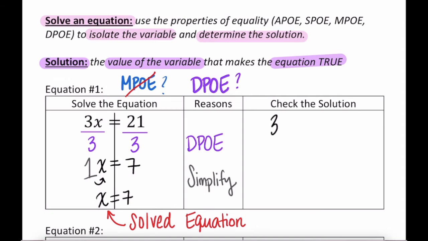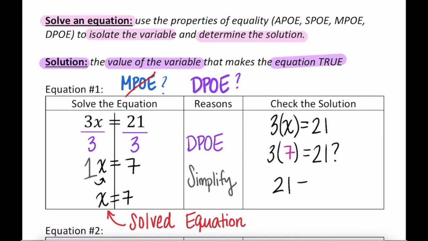Starting with my original equation, 3x equals 21, which remember means 3 times x equals 21, I'm going to substitute in 7 and see if this equation is true. Does 3 times 7 equal 21? Guess what? 3 times 7 does equal 21. So what I like to tell my students is that it has deserved the solution box, and DPOE was the correct property of equality to solve this equation.